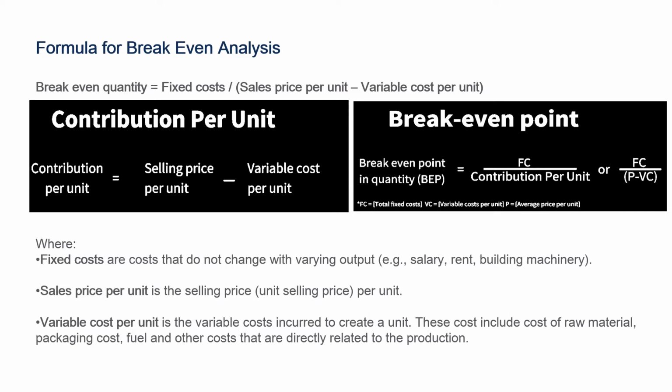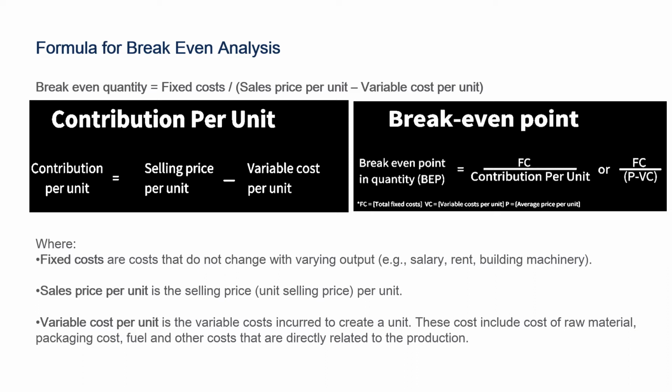Or else we can use the formula as it is given again: break-even point equals fixed cost, that is FC, divided by contribution per unit, or fixed cost divided by price, that is selling price per unit, minus the variable cost per unit, which is called contribution per unit.